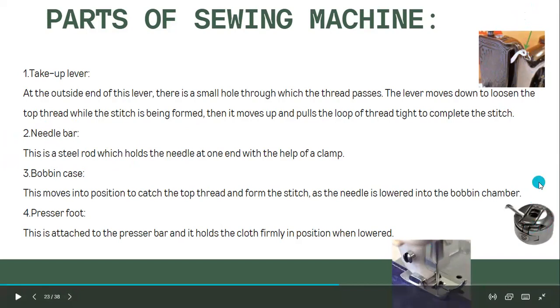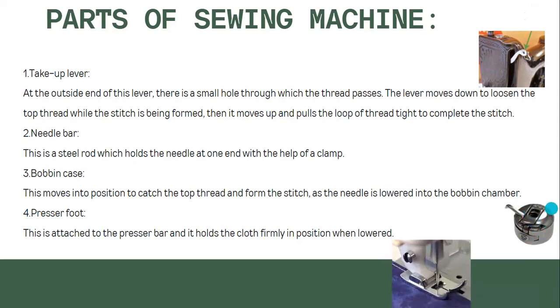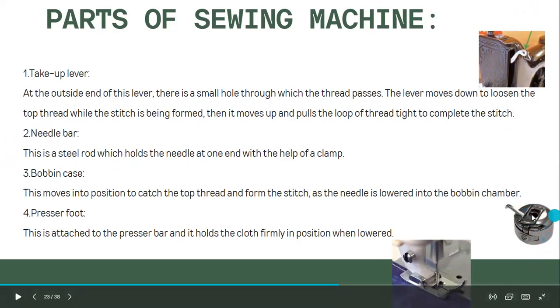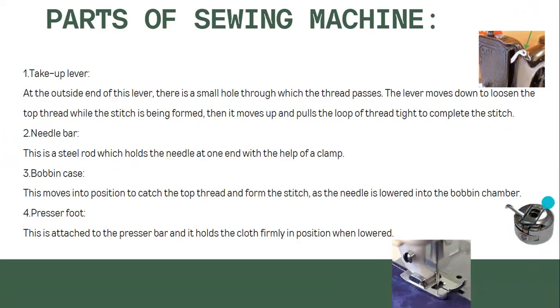Then this is the bobbin case, which keeps the under thread. It moves in position to catch the top thread and form a stitch. Initially the top thread will come from the needle, and the bottom thread will come from the bobbin case. So this is the bobbin case, or the bobbin chamber.